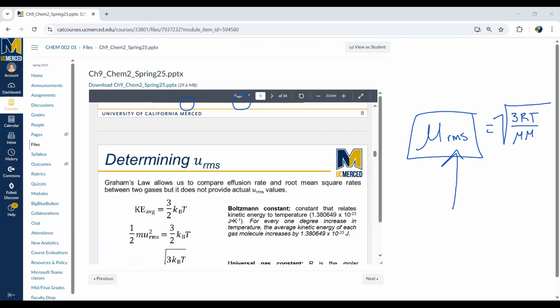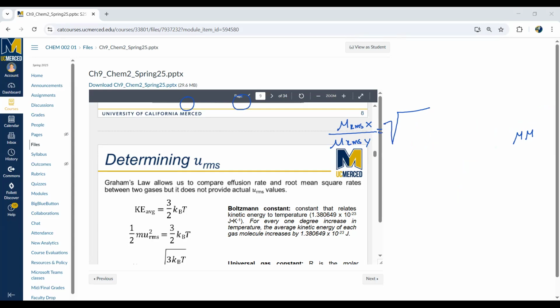And then for number 3, we're going to use that other equation. So the root mean squared of gas X versus the root mean squared of gas Y equals the square root of, we don't have to use that equation, so we're good. We're going to use this other equation. I'm doing number 3 right now. So these are already in order.